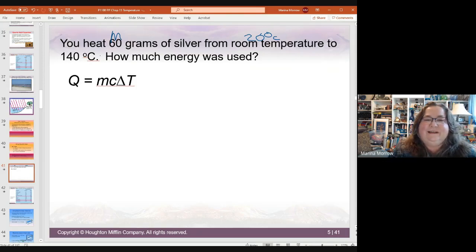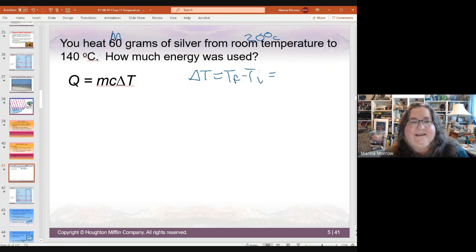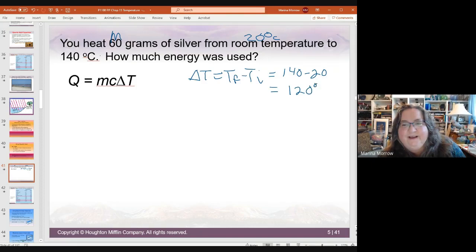So my delta T is going to be T final minus T initial, which is going to be, it's being raised from room temperature. So that's the T initial. So I'm going to put the T final is 140. Okay, so my temperature change is going to be 120 degrees Celsius.